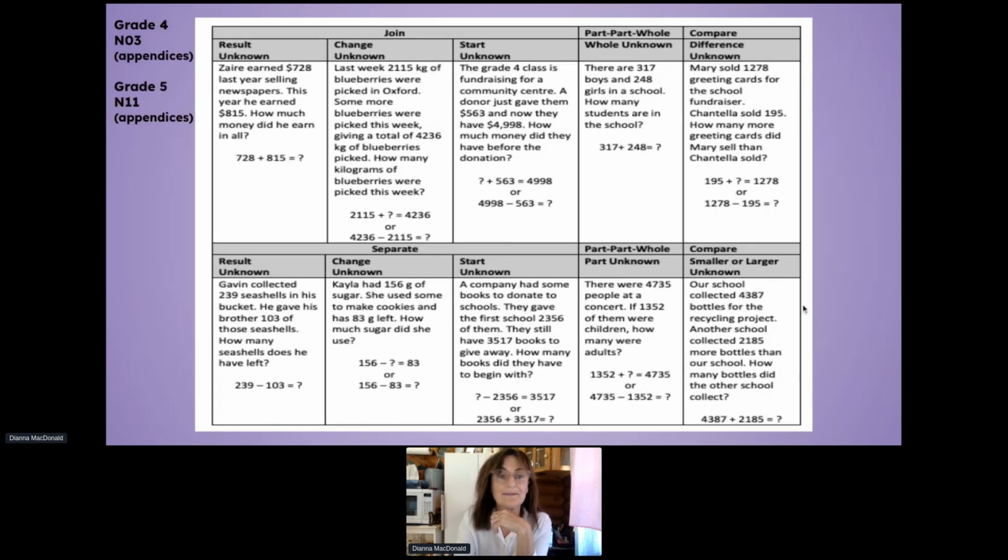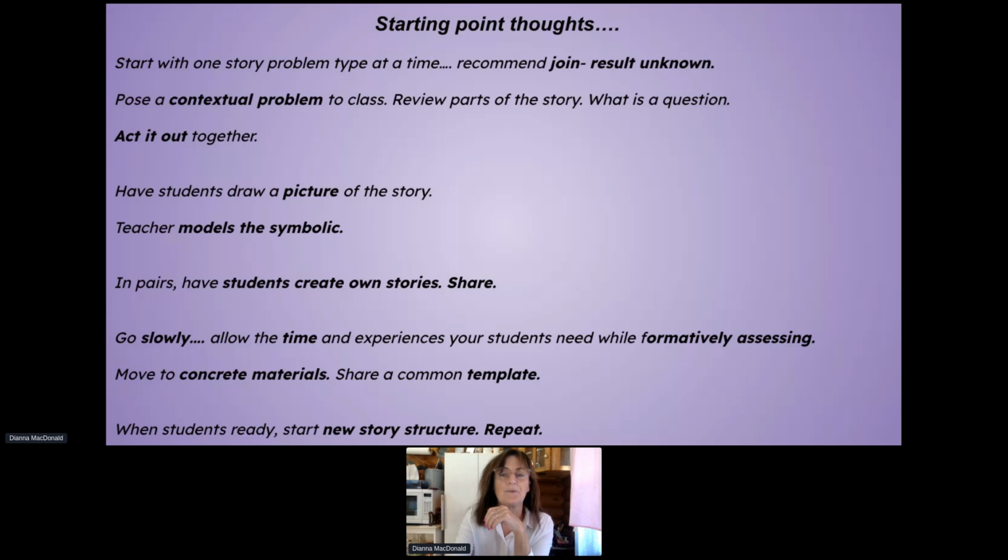Grade 4, you can see this outcome is so important. It's now N03, but it still is story structures for addition and subtraction. And it's N11 for grade 5. And look, the same structures, just larger numbers. And grade 6, it's in the appendices as well. So this is just a really important outcome. And I think what happens is we sometimes push through a little fast. I was guilty of it too. And students then end up in junior high not sure what a story is in mathematics and how it works. And then they really just panic and they start number crunching.